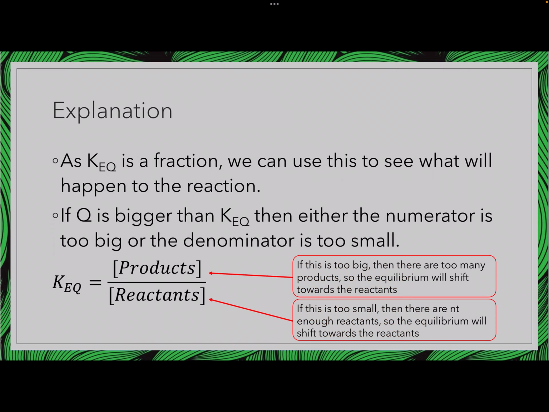I was kind of explaining this before, but KEQ is a fraction, and so we can use that to see what will happen. So if Q is bigger than KEQ, then either the numerator is too big or the denominator is too small. If the numerator is too big, then there's too many products, so the equilibrium will shift towards the reactants. Or if there's not enough reactants, the equilibrium will also shift towards the reactants. So if we've added products or if we've taken away reactants, it goes towards reactants.